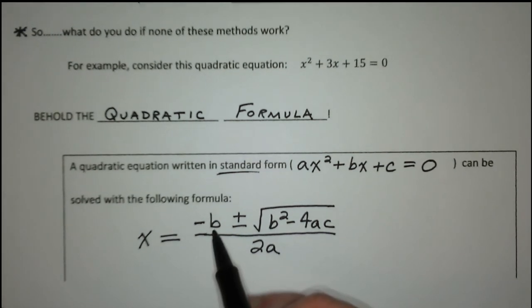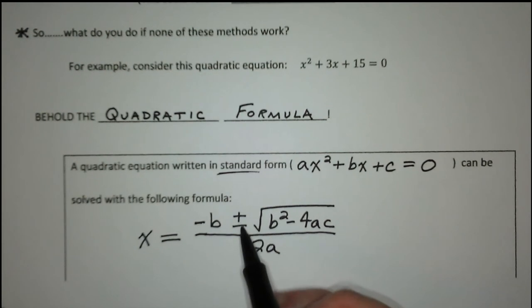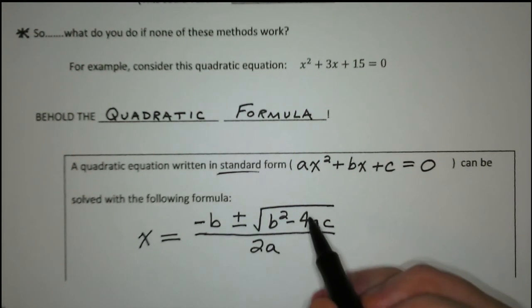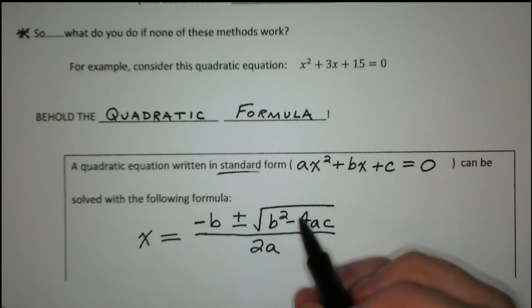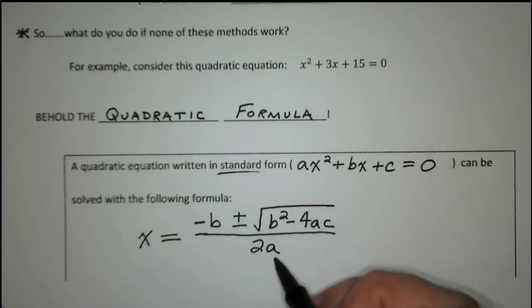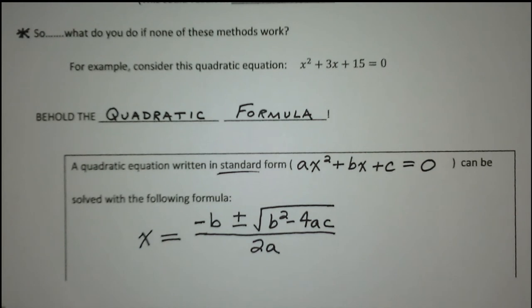The opposite of b plus or minus square root of b squared minus 4ac, b squared minus 4ac all over 2a. Thank you. Hey, no, thank you.